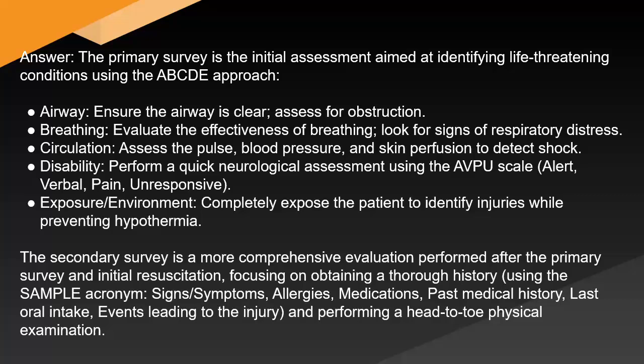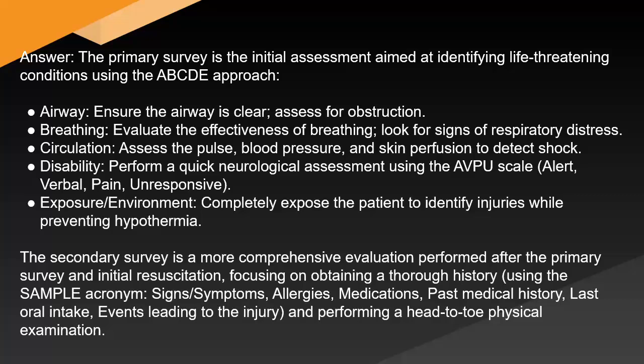Airway: ensure the airway is clear, assess for obstruction. Breathing: evaluate the effectiveness of breathing and look for signs of respiratory distress. Circulation: assess the pulse, blood pressure, and skin perfusion to detect shock. Disability: perform a quick neurological assessment using the AVPU scale: alert, verbal, pain, unresponsive. Exposure and environment: completely expose the patient to identify injuries while preventing hypothermia.